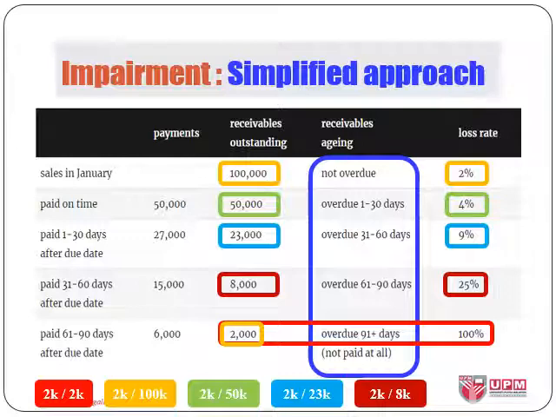So by analyzing the pattern, we have calculated the loss rate. Basically, we are saying at the very beginning, when the sales were made, we expect a loss of 2%. After 30 days, whatever amount left unpaid, we will be expecting a loss of 4% in the end. After 60 days, whatever amount left unpaid, we will be expecting a loss of 9% in the end. And after 90 days, whatever amount left unpaid, we will be expecting a loss of 25% in the end.